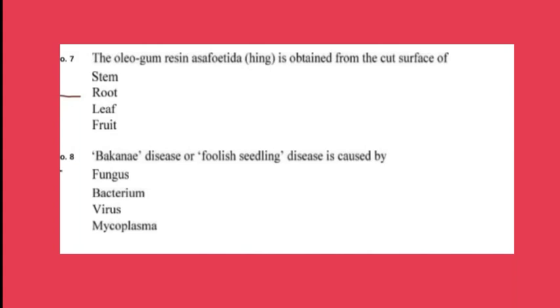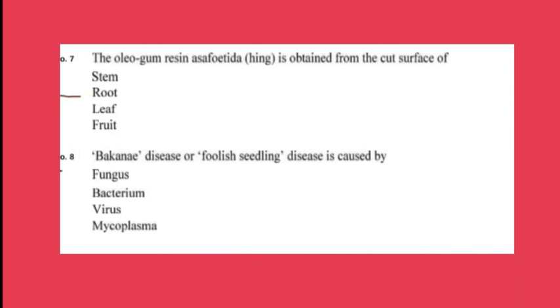It has an acrid taste. It emits a strong onion-like odor because of its organic sulfur compounds. Asafoetida is also used as a digestive aid and for menstrual problems. So it is a product of the roots of the plant Ferula asafoetida. So the answer to this question is option B, that is roots.